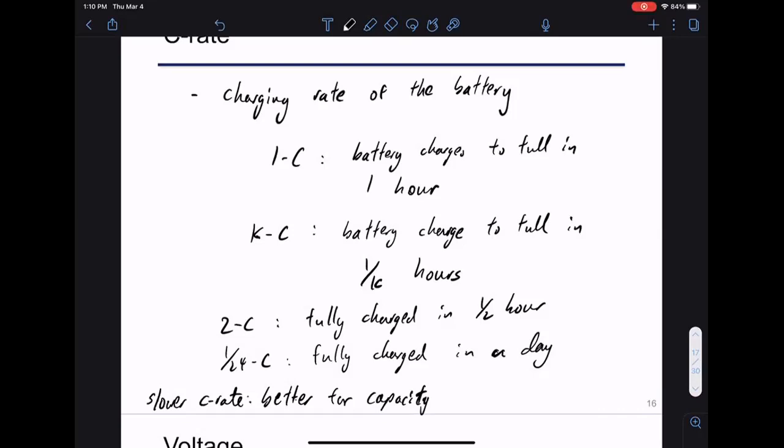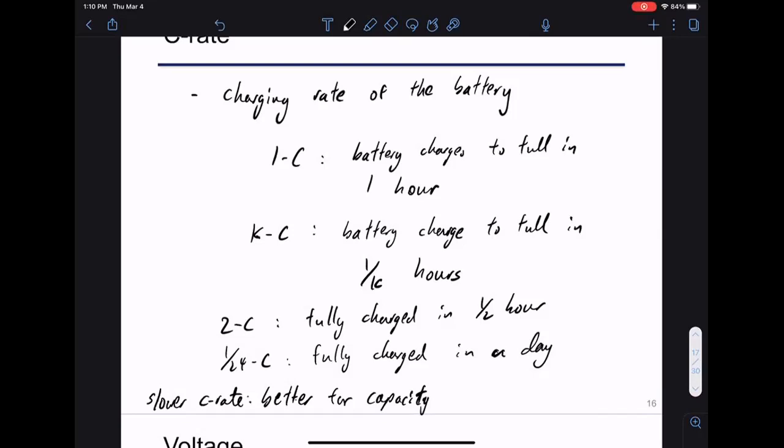It's quite rare to have a charging rate at 2C. That only happens if you have a small battery, actually. Most times it's sort of below 1C. So half C is common, 1/10C is not uncommon. Okay? So you have these different charging rates.